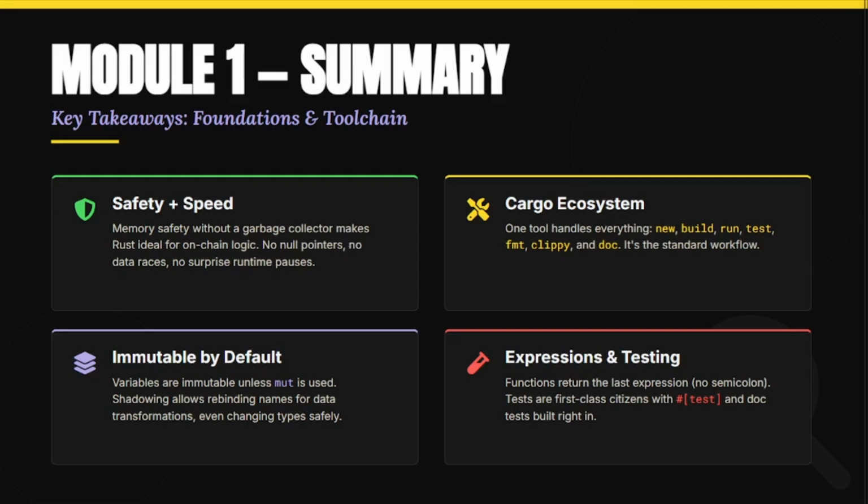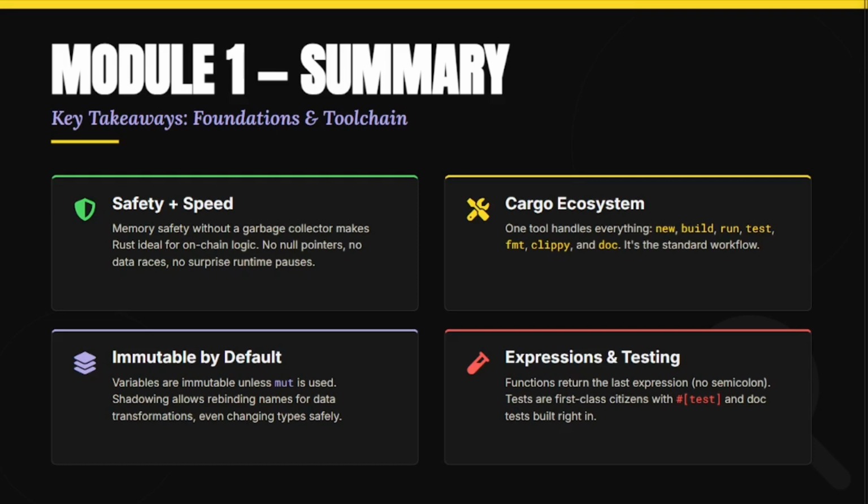That's a wrap on Module 1. You've just learned why Rust exists, how its ownership model eliminates memory errors at compile time, how to set up and use the full cargo toolchain, and how to write variables, functions, shadowing, expressions, and tests. This is your foundation. Everything that comes next, ownership and borrowing, types and traits, error handling, smart contracts, builds directly on what you've just learned.